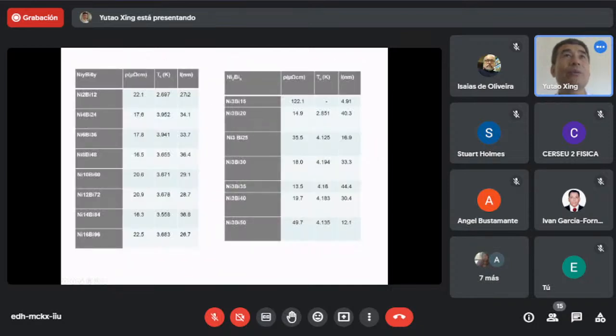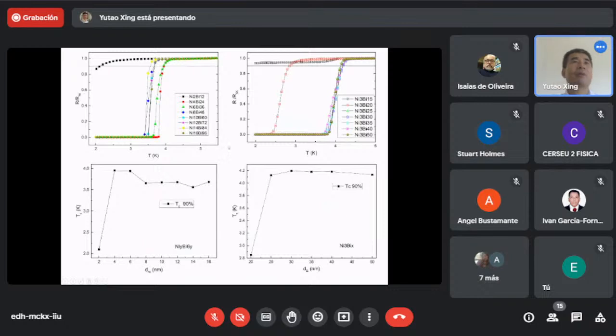We planned several samples with different thickness, and here also several samples with different thickness, to try to see the TC. Here is the transport measurement of the nickel bismuth with the TC like this. Of course, the first one is very thin, so it cannot form a complete nickel bismuth layer. So the TC is very low. There's even no complete transition.